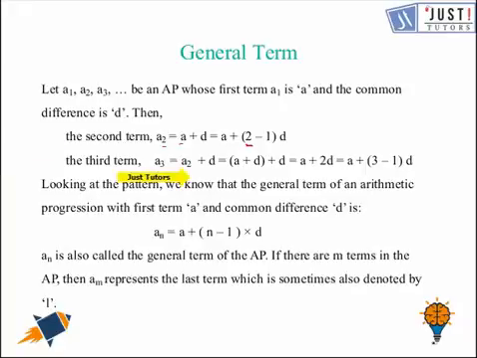A3 can be written as A2 plus D, and A2 is nothing but A plus D. So A plus twice D is A3, and that 2 can be written as 3 minus 1 because it's the third term about which we are talking. So looking at the pattern which is being followed here, the general term of any AP is An equals A plus (n minus 1)D. This formula, this rule, can be used to work out any term of any AP.